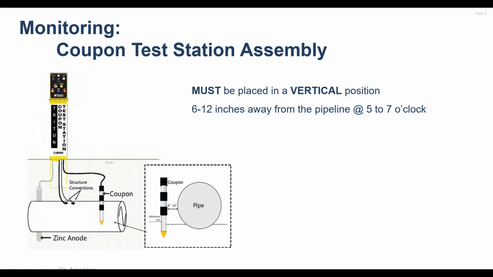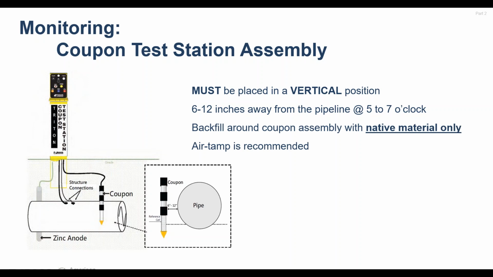This particular coupon test station would need to be installed in a vertical position. We recommend no more than 12 inches away from the pipe, and typically at a 5 to 7 o'clock position of the pipeline itself. The backfill that goes around that coupon is extremely important. We would encourage everyone to backfill with native material only.